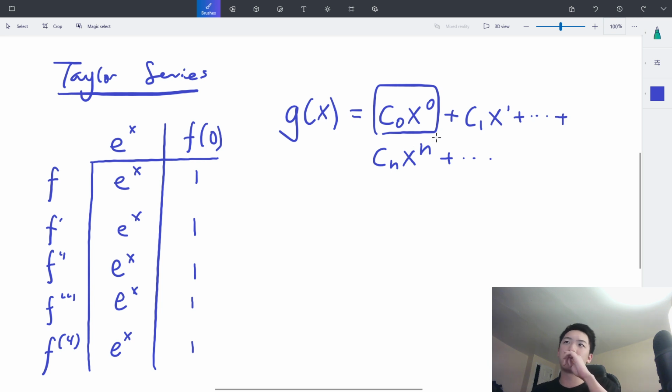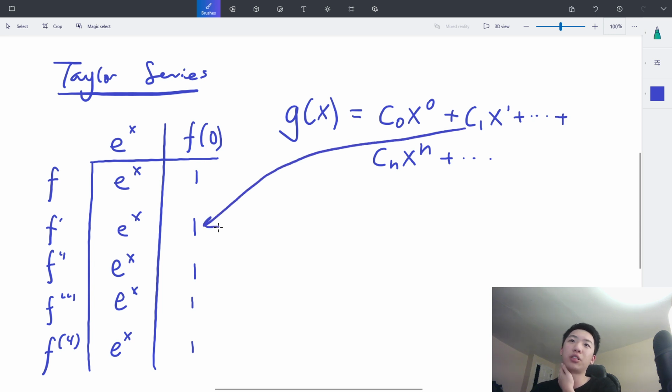Alright, so that was interesting. Alright, and then the x to the first power will match here, because when you take the derivative of g of x, this term will become removed, and you'll be left with all the terms from afterward.